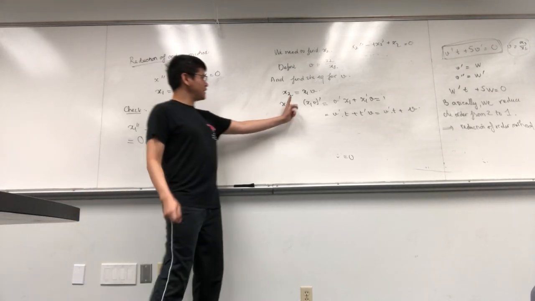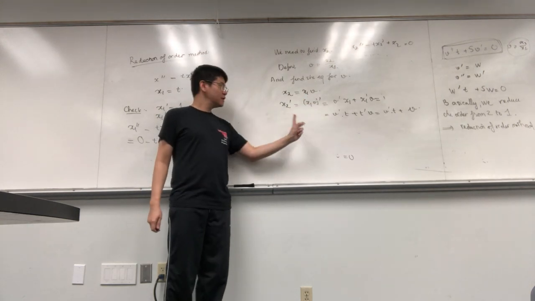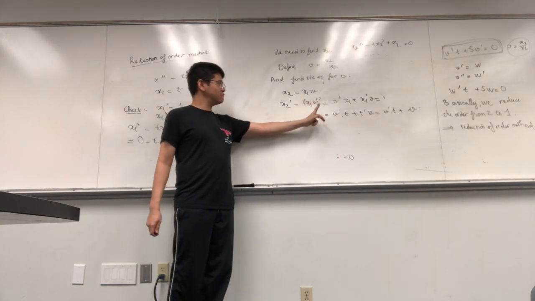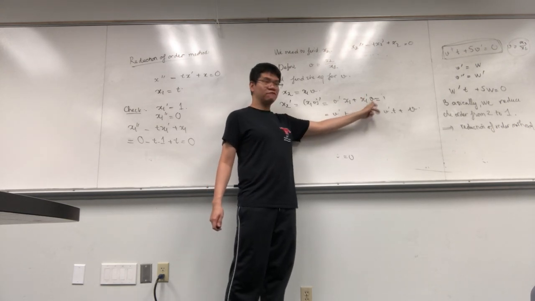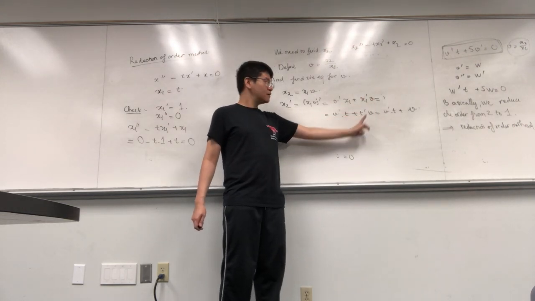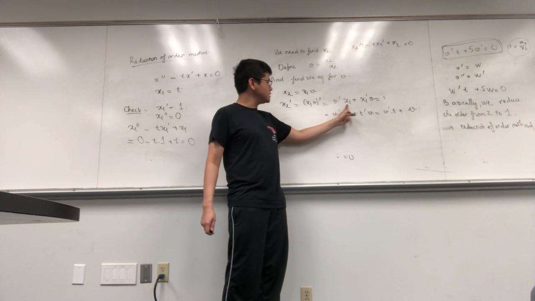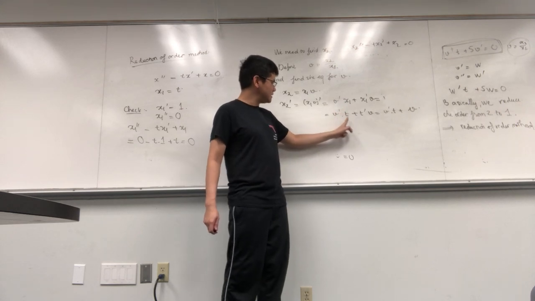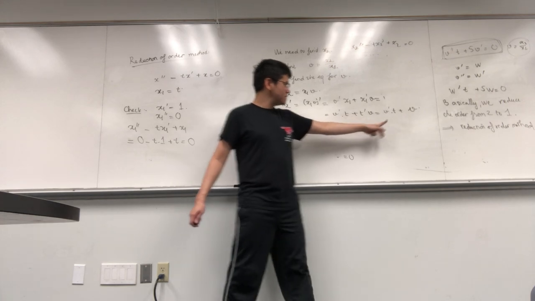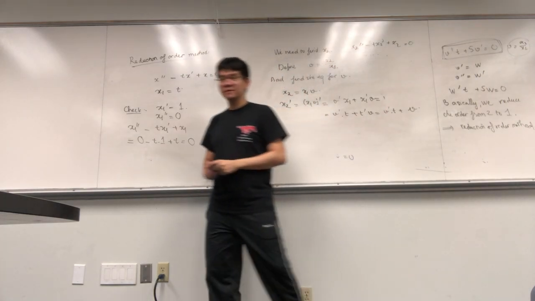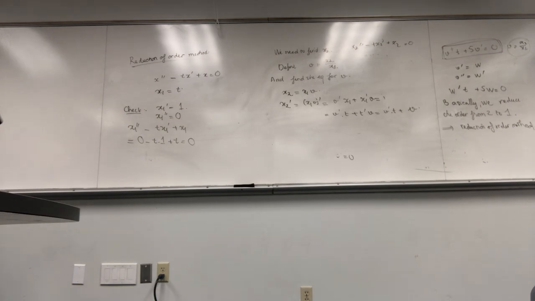So I have x2 is x1 times v. x2 prime will be x1 v prime, which gives me v prime x1 plus x1 prime v. So x1 is t, so you have v prime t. x1 prime will be t prime. So this gives me v prime t plus v. Questions?